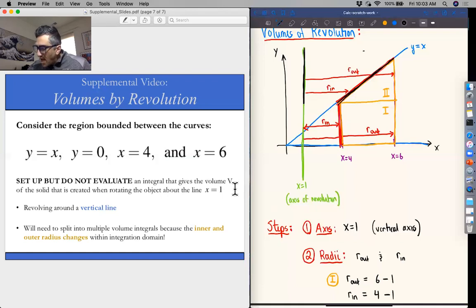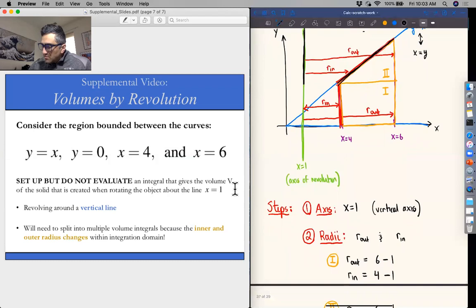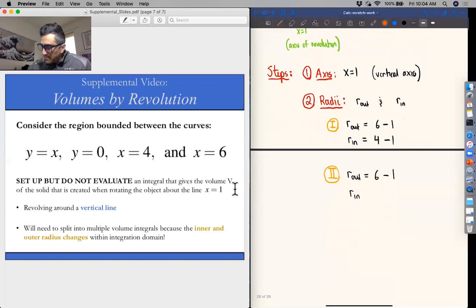So remember, our function y equals x, we need to rewrite this function as x is a function of y, which in this case is just x equals y. So our inner radius would be the distance between that function, x equals y, and our vertical axis, x equals 1. So in this case, it would be y minus 1. All right, so we have our inner and outer radii defined.